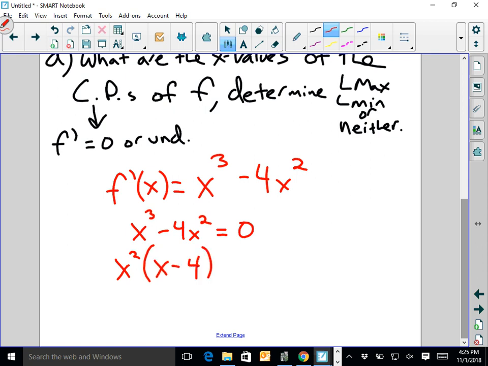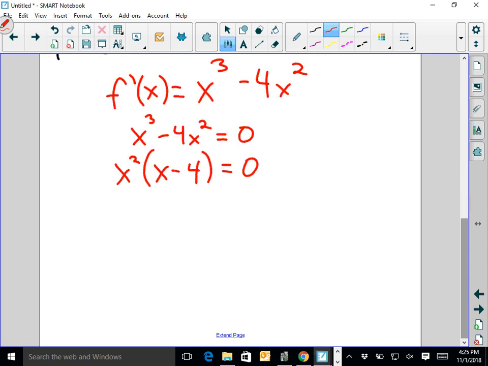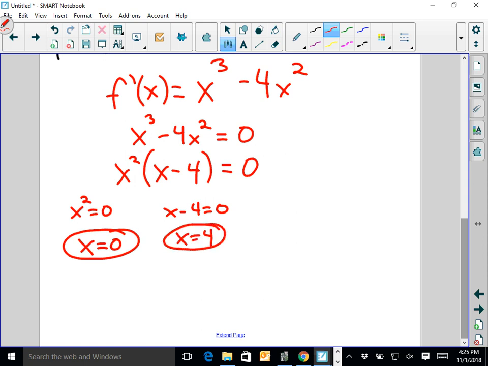That gives us two answers here. Right? We set x squared equal to 0, and we set x minus 4 equal to 0. When I do the plus or minus square root, I still get 0 both times, so I get x equals 0 as one of my critical points, and I get x equals 4 as the other. So those are my two x values of my critical points. So that's step 1 of the question completed.